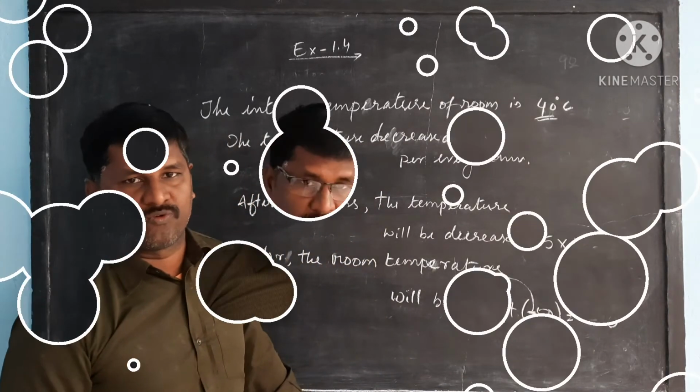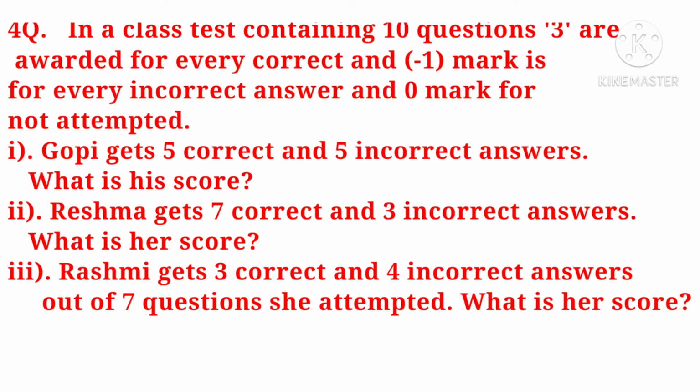Now let's move to the fourth one. In a class test containing 10 questions, 3 marks are awarded for every correct answer, minus 1 mark for every incorrect answer, and 0 for a question not attempted. The first question: Gopi gets 5 correct answers and 5 incorrect answers. What is his score? Second question: Reshma gets 7 correct answers and 3 incorrect answers. What is her score? Third one: Reshma gets 3 correct and 4 incorrect answers out of 7 questions she attempts. What is her score?